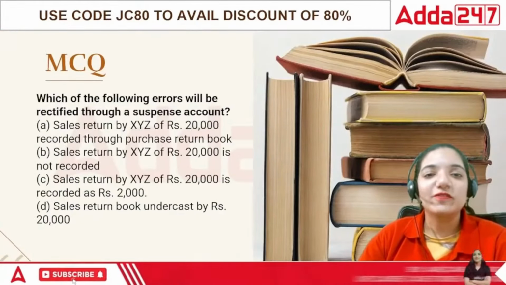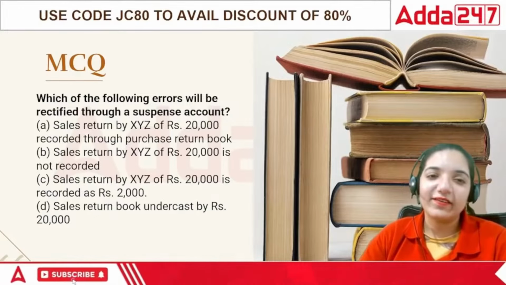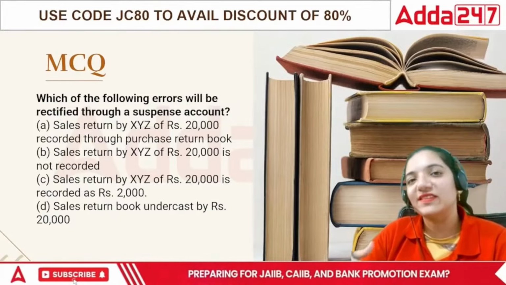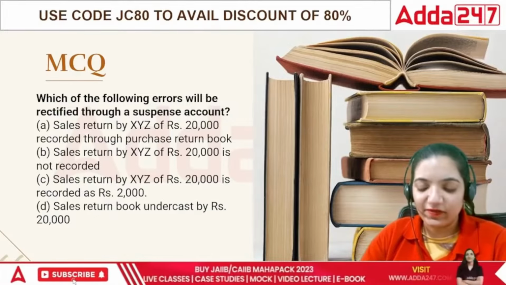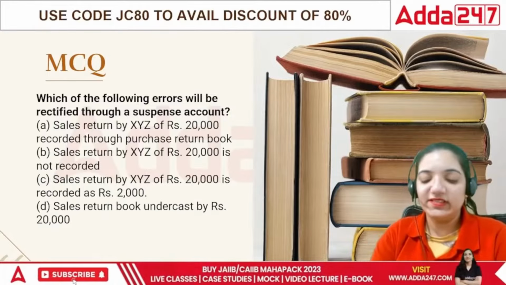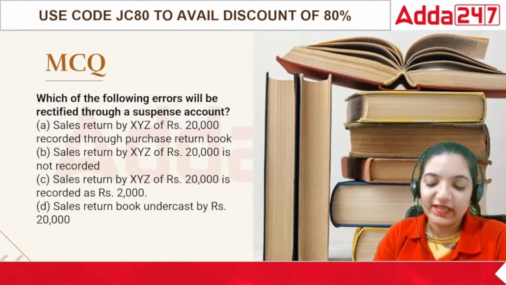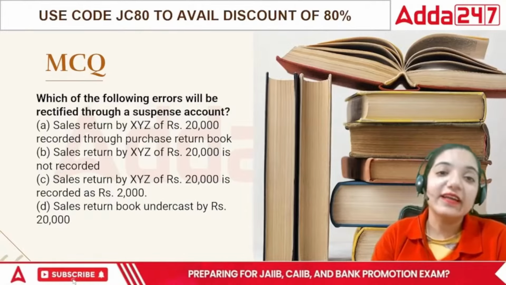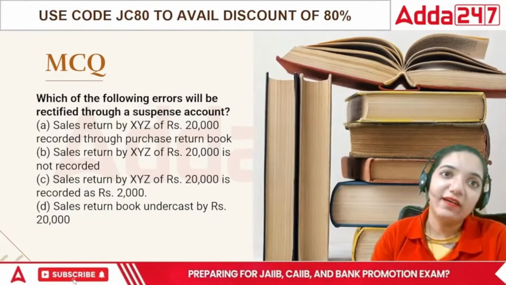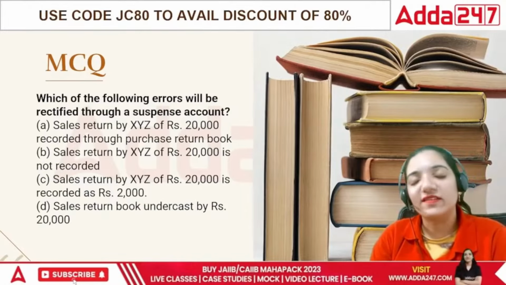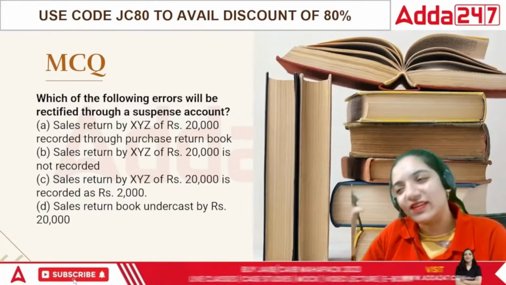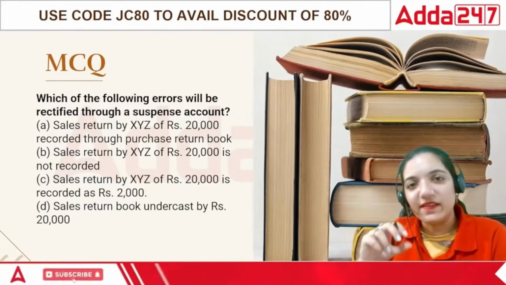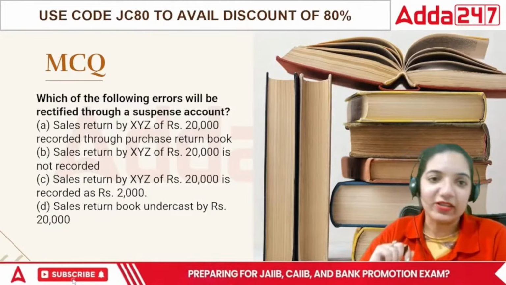Next question. Which of the following errors will be rectified through the suspense account? Suspense is a dummy account that we create. So when we create a dummy account, it is done for one particular purpose: to find out where exactly the differences are coming. All the wrong things are collected in suspense account first, and then slowly and steadily we will rematch things.